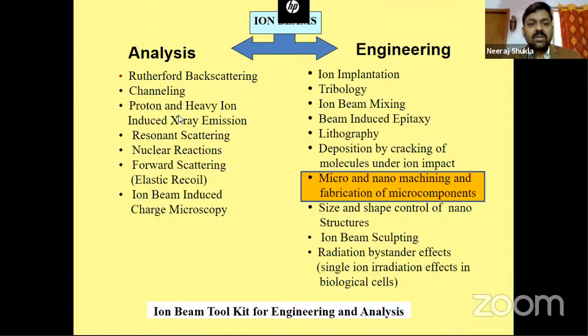Other things are channeling. We can also use it for PIXE, proton and heavy ion induced X-ray emission, and that basically tells you the trace amount of elements even in very small quantities of materials. And then there are resonant scattering experiments, elastic recoil detection analysis, and then ion beam induced charge microscopy.